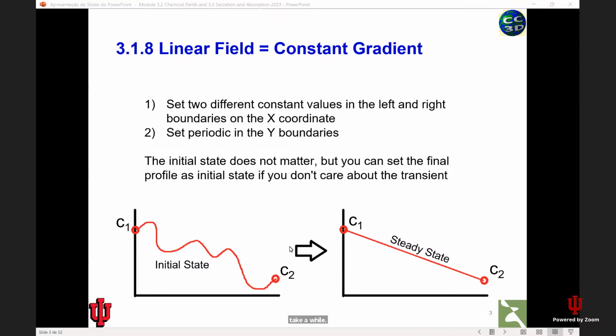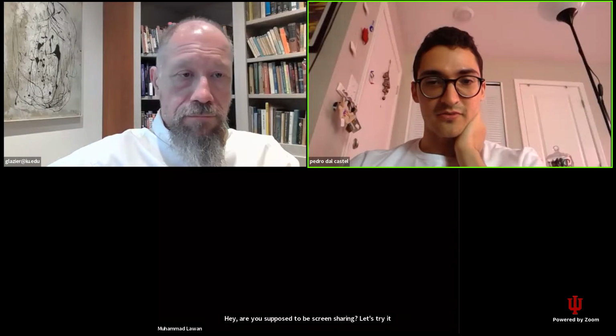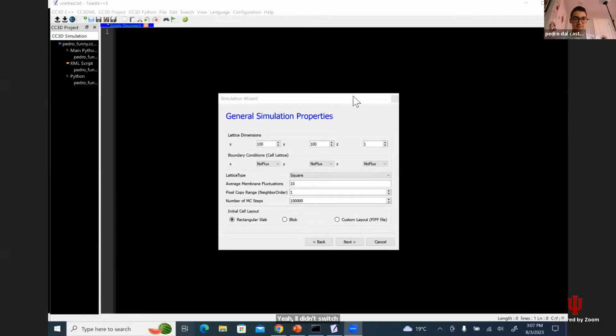Again, these boundary. Pedro, are you supposed to be screen sharing to edit? Oh yeah, sure. Yeah, it didn't switch. Thank you. So I will share my entire screen. Are you seeing it now? Yep, it's good now. Okay. I set 100 by 100. Thank you, Hayden.